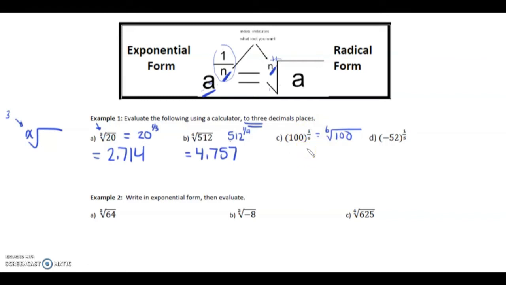I personally like doing the exponents better. And you have to remember, for the exponent, you have to bracket it so that it stays together as 1 divided by 6. So I get 2.154. This last one would be negative 52, the 5th root. So negative 52 to the exponent 1 over 5, and I get negative 2.204.